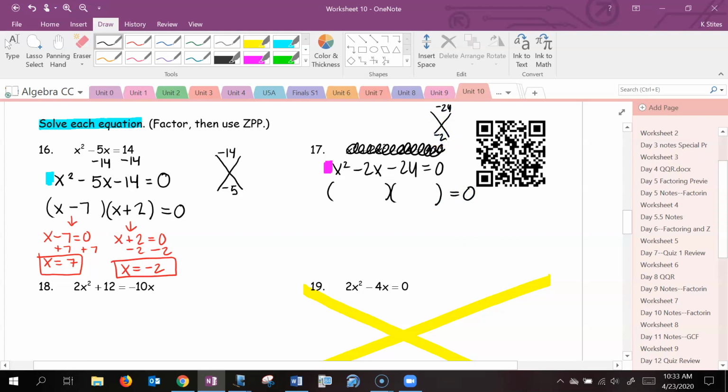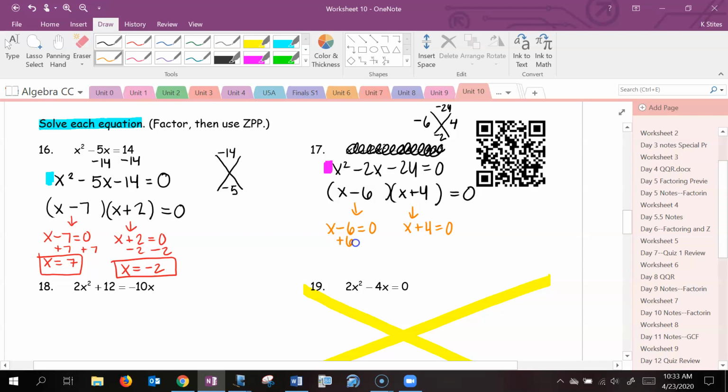And 24 is a hard one because there are so many sets of numbers that multiply to 24, 6 and 4, 8 and 3, 12 and 2. In this case, it will be a 6 and 4 because we're trying to add to a negative 2, and our 6 will be the negative 1. Okay, make sure you have that equals 0 there, and then again, what we're going to do is we're going to solve it. So zero product property, we set each of your factors equal to 0.